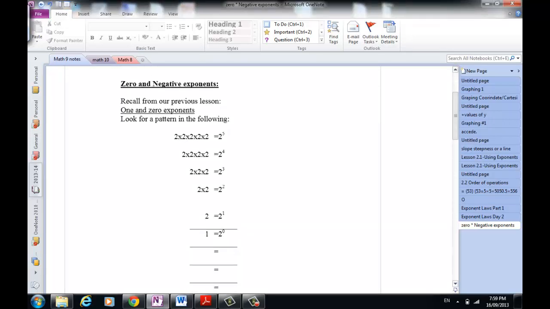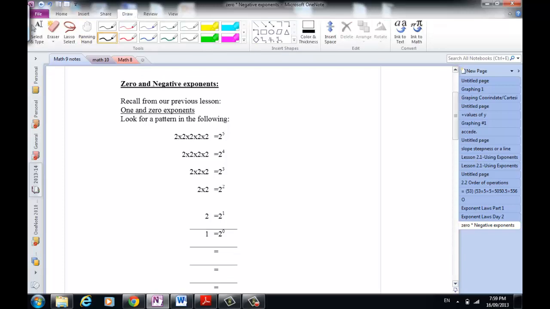So I've got two columns here. I've got my right-hand side here, and I have my left-hand side, and it's being divided by our equals sign. As we have seen before, 2 multiplied by 2 multiplied by 2 multiplied by 2 multiplied by 2 can be rewritten as 2 to the 5th.